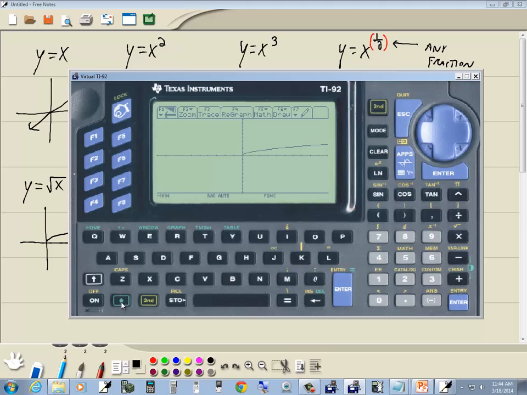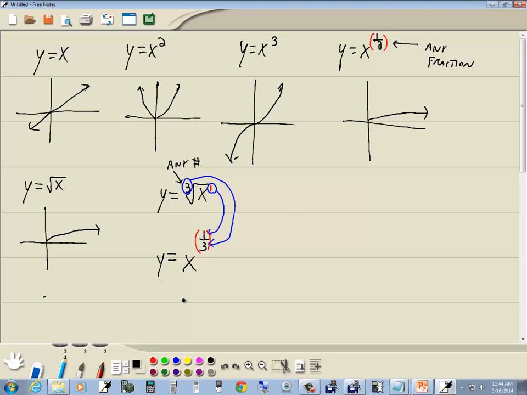X to 1/3. So I'll do diamond W to go to the y equals. Press my up arrow to go to y1. I press clear. Do my x key. Do my caret. Then beginning parentheses, and then 1 divided by 3. Closing parentheses. Enter. And then I'm going to do my graph. So do my diamond R. And that'll give us our graph, which looks like that right there.